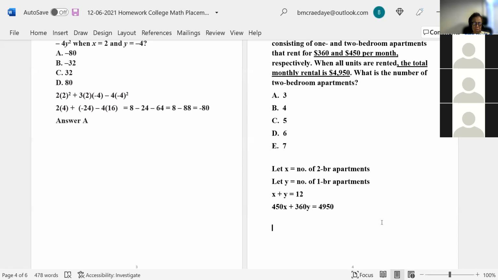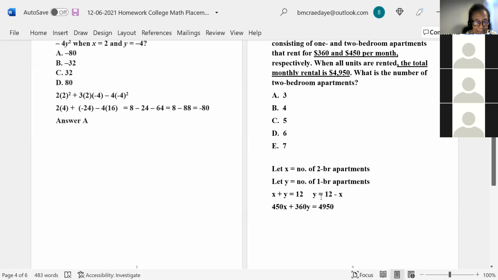Okay. Well, what you could do then: X plus Y is 12. We're looking for two-bedroom apartments, so we're looking for what? X. So we can put Y in terms of X, right? If X plus Y is 12, then Y equals what? 12 minus X, because we subtract X from both sides. Y would be 12 minus X, right?